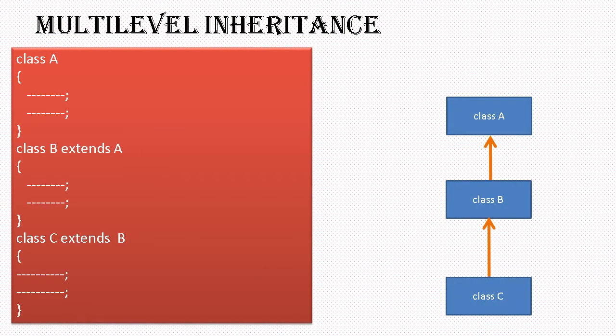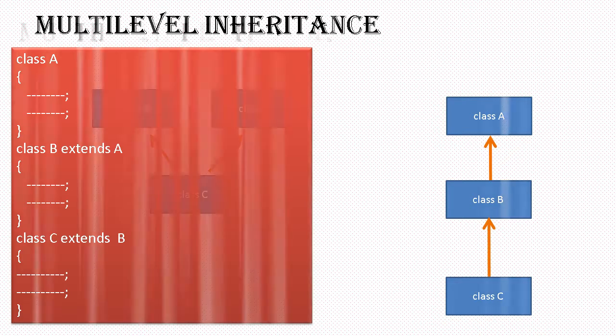Multi-level inheritance. You can see class B inherits properties from class A, and class C inherits properties from class B. So that means class B is acting as a subclass for class A and a superclass for class C. So this type of inheritance is known as multi-level inheritance. Actually, this type of inheritance represents the transitive nature of inheritance.